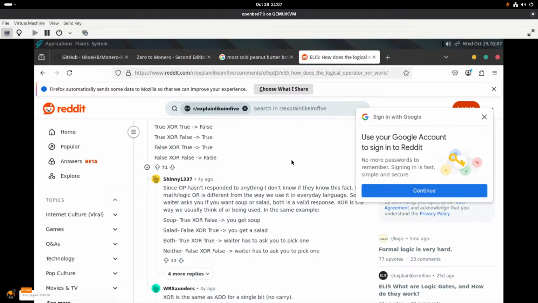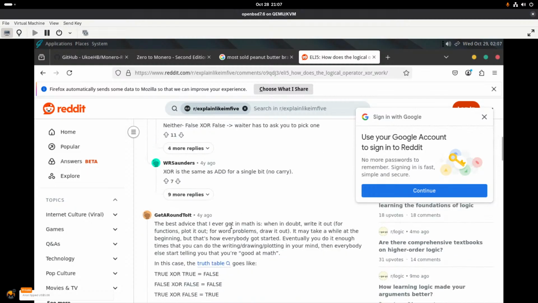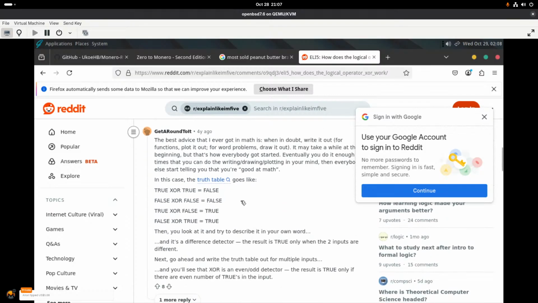Oh, okay. Interesting. When in doubt, write it out for the functions. True XOR true equals false. False XOR false equals false. True XOR false equals true. False XOR true equals true. Then you look at it and try. So if A and B are both the same, then false. Oh, okay. Interesting.